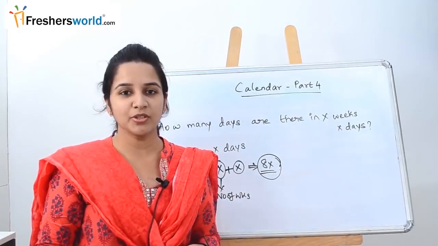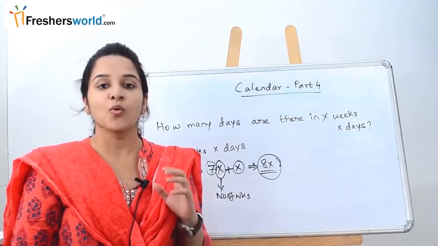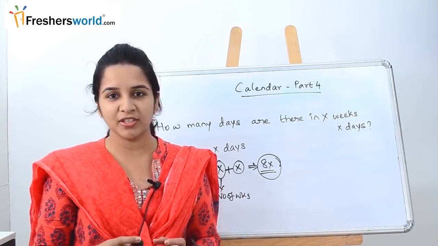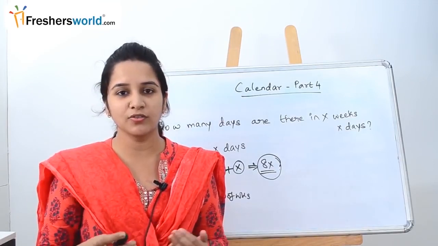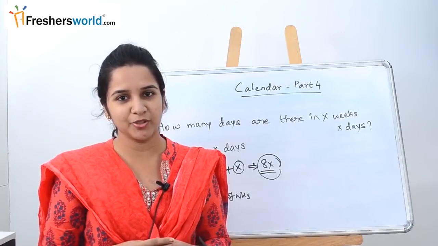With this we come to the end of the calendar part. We have done around 4 parts in the calendar topic. Once you get to know the various types of sums in the calendar that we have covered in all the 4 parts, it will be easy for you to crack any calendar type of sum in your aptitude exam.